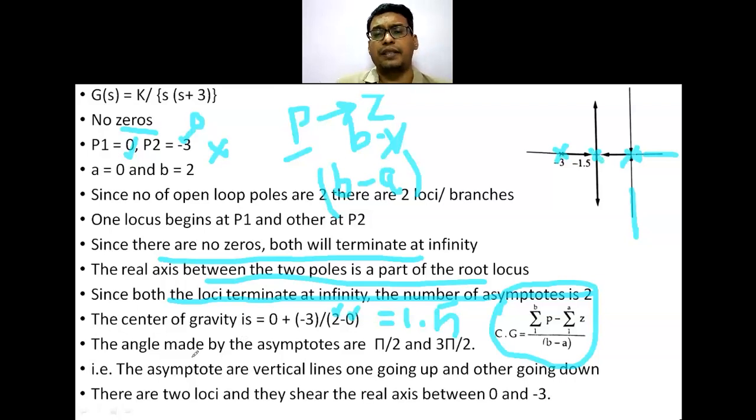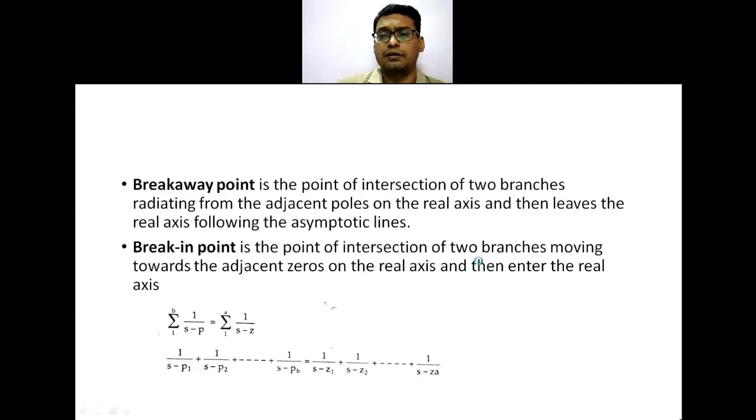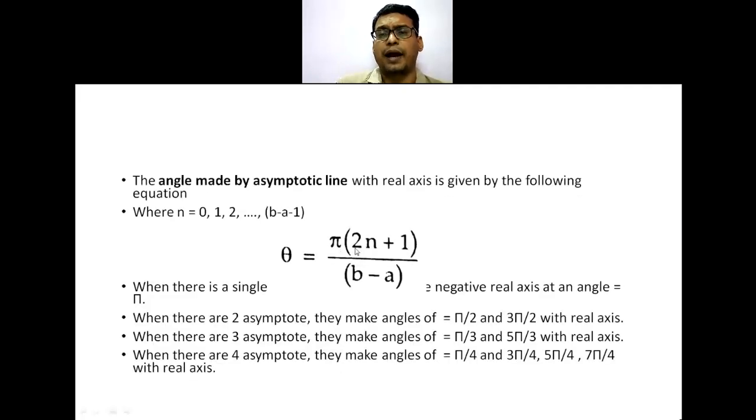Now the angles made by these asymptotes are pi by 2 and 3 pi by 2. If there are two asymptotes, then the angle is calculated as pi into (2n plus 1) upon P minus Z. Here n will have the values 0, 1 and so on. When there are two asymptotes, the angles are pi by 2 and 3 pi by 2. You can substitute these values here. After substituting n equals 0, what do I get? pi by 2. That again depends on P minus Z.